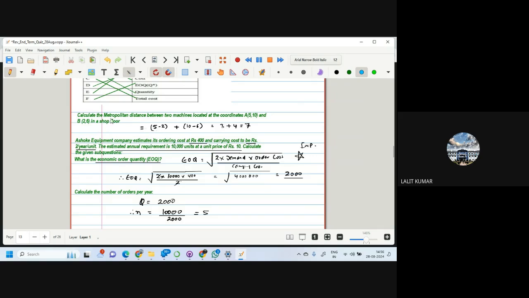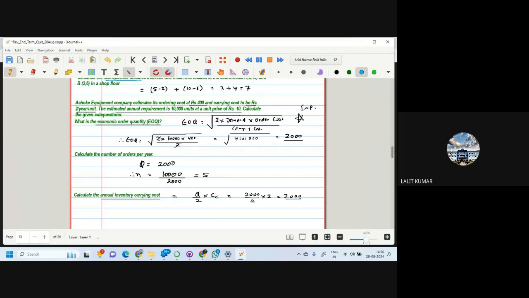Okay, calculate the metropolitan distance. Metropolitan distance is nothing but Manhattan distance, and we know how to calculate that. It is absolute of y2 minus y1 plus absolute of x2 minus x1.